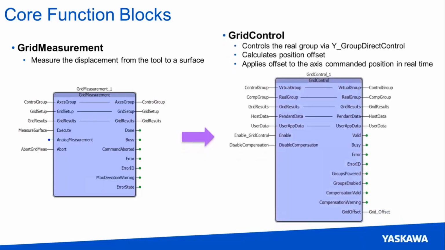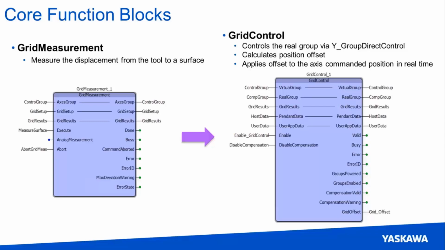The next core function block, GridControl. First thing I'll mention here is that there's a virtual group and a real group var in out. The control group, as I said, that's your main group. It may consist of real and virtual axes. After that, we have the real group, and I've named my var in out variable comp group, and that's short for compensation because this group will have the axes that we want to add compensation for.